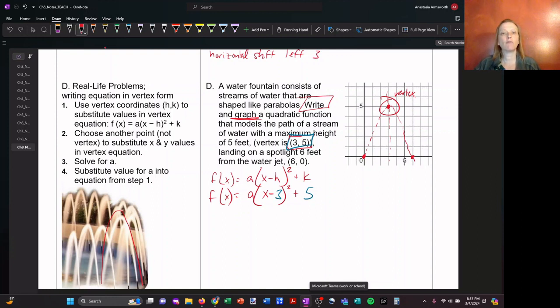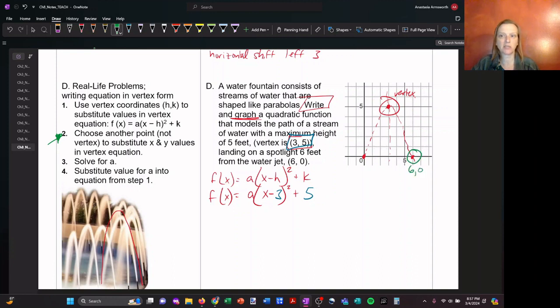So how do you go about finding that missing a value? Well, what we do is we choose another point in the function, another point on the graph, to substitute, give us x and y values to plug in so that we can solve for a. We're not going to be able to solve for a missing variable unless we have just one missing variable. And so what we're going to do is pick a point that isn't the vertex.